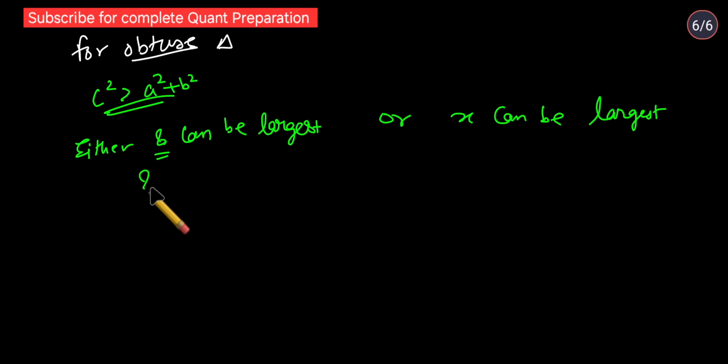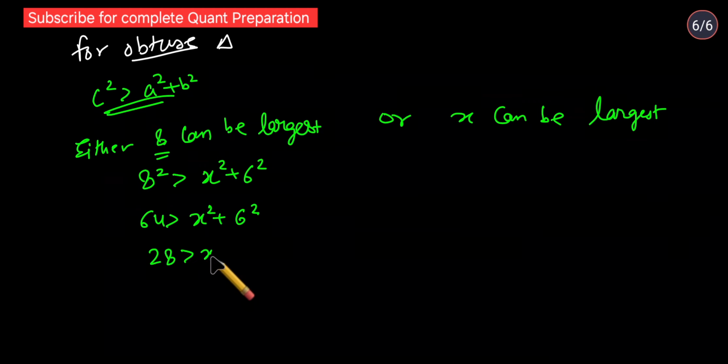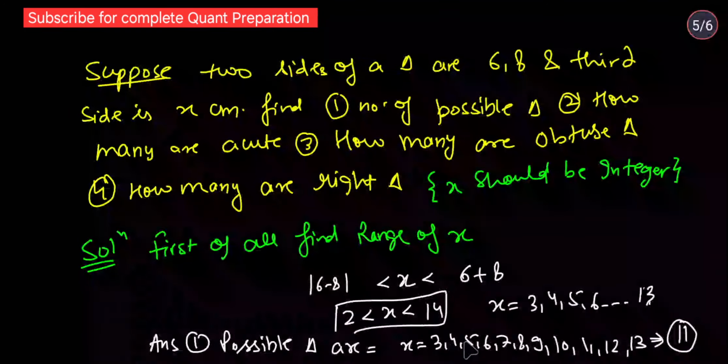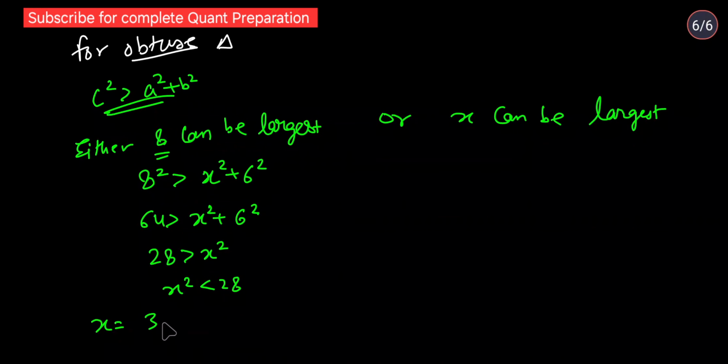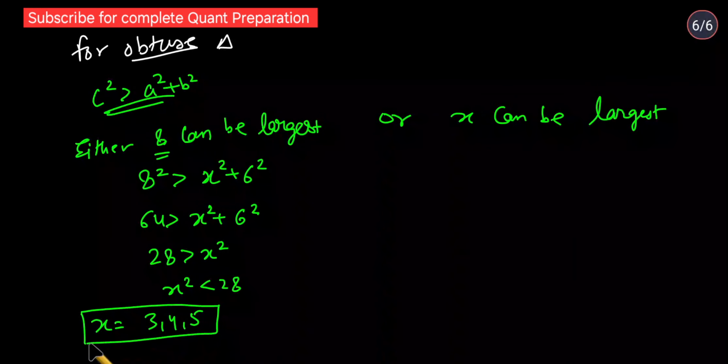If 8 is the largest, then 8 square should be greater than x square plus 6 square. So 64 is greater than x square plus 36, so 28 is greater than x square. So x square should be less than 28. How many possible values of x are there for which x square is less than 28? The minimum value of x was 3, so this is 3, 4, 5, because 6 square would be greater than 28.